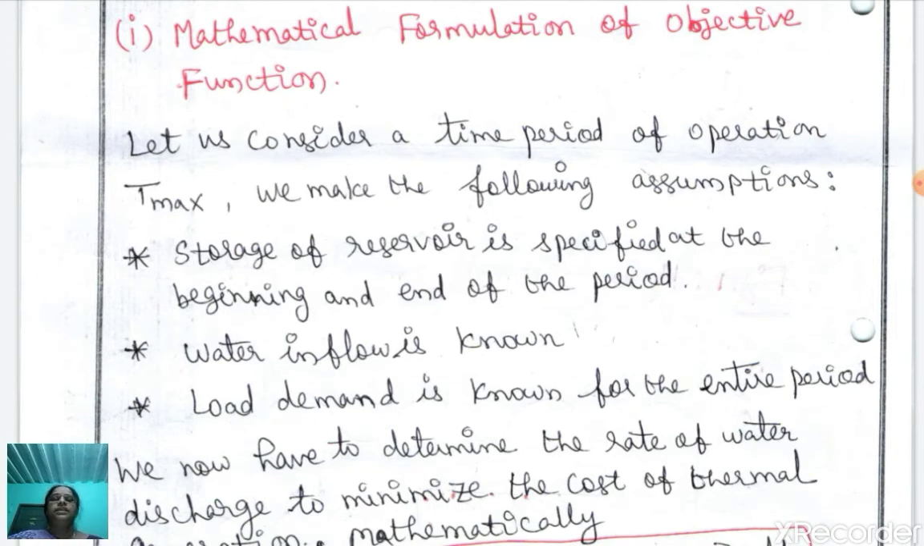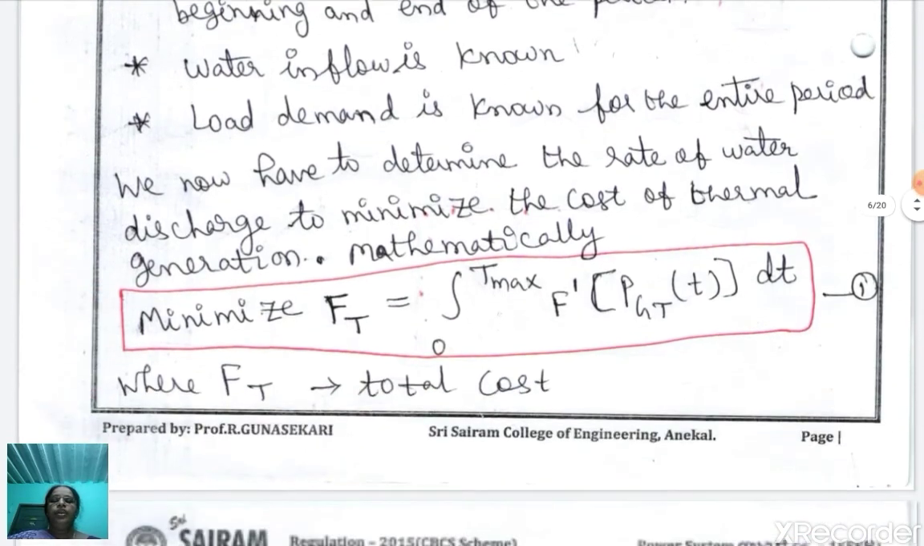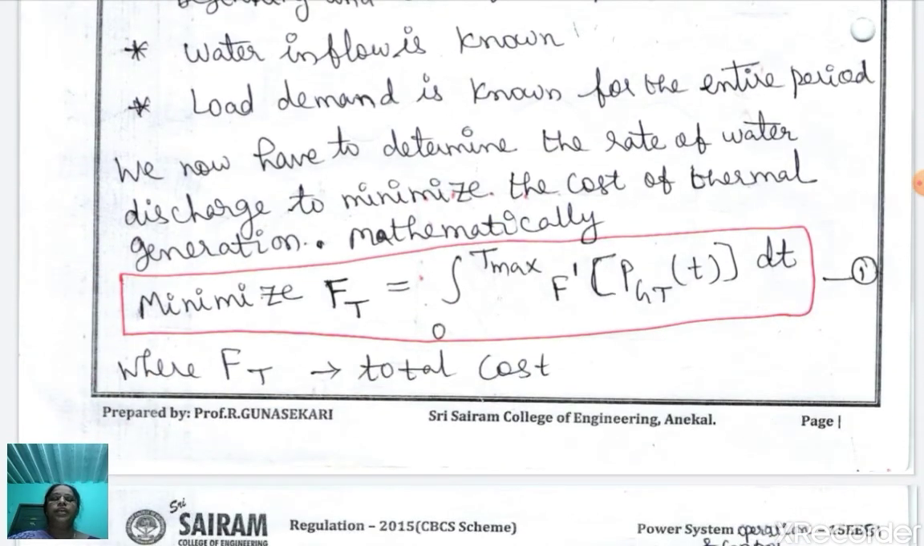Let us consider a time period of operation T max. We make the following assumptions. What are the assumptions? First one is storage of the reservoir is specified at the beginning and end of the period. Second one is water inflow, Q, is known. Then load demand, PD, is known for the entire period. So, we now have to determine the rate of water discharge to minimize the cost of thermal generation.